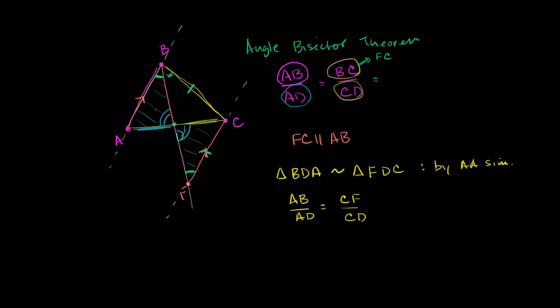But we just proved to ourselves, because this is an isosceles triangle, that CF is the same thing as BC right over here. So CF is the same thing as BC. And we're done. We've just proven AB over AD is equal to BC over CD.